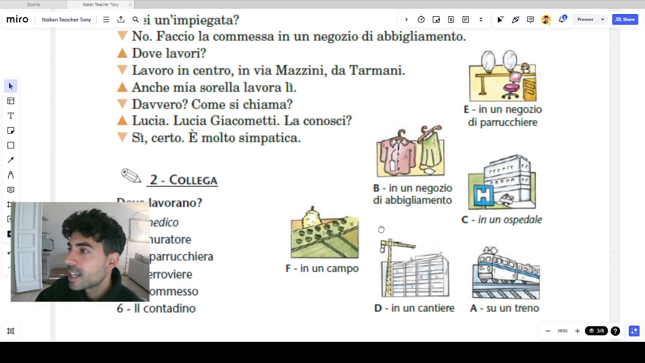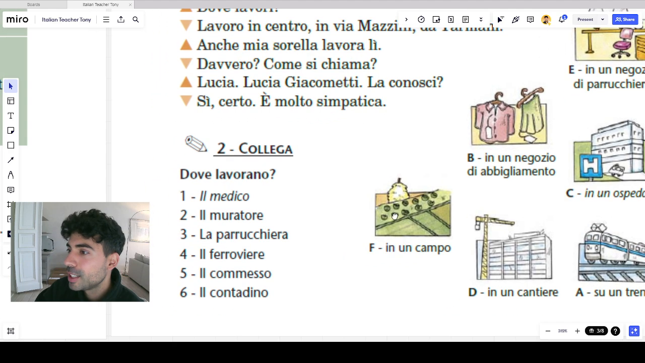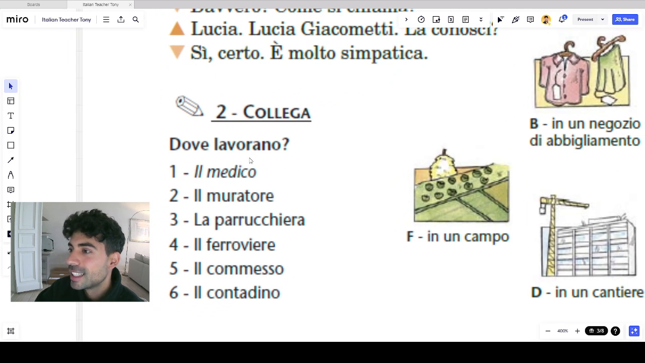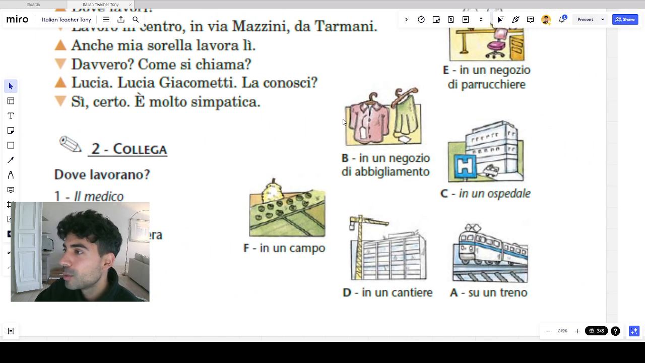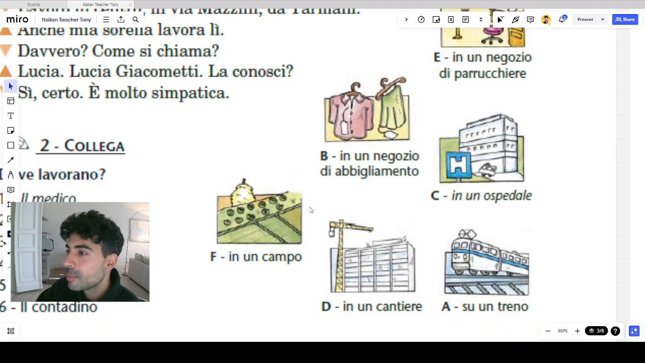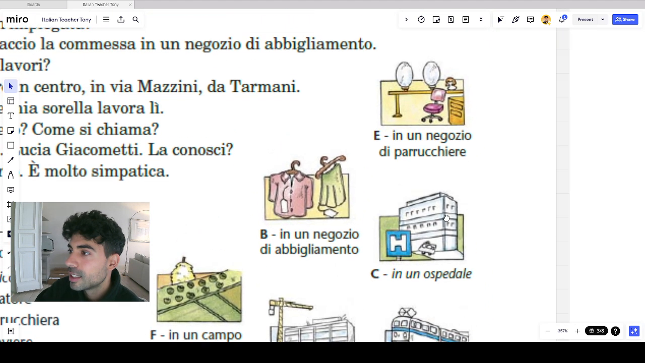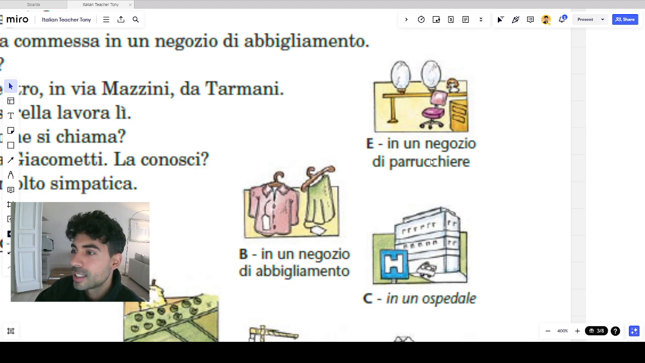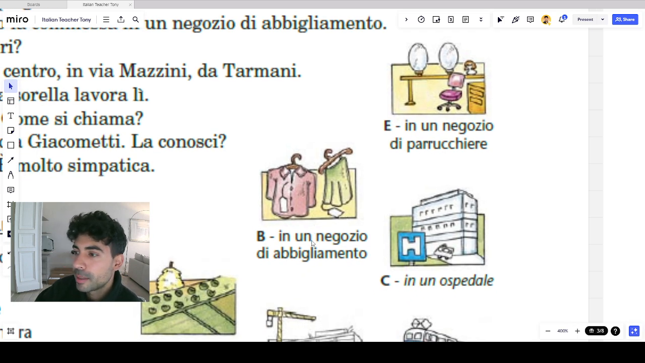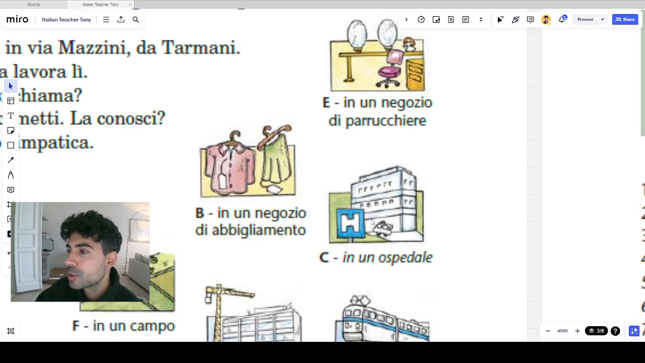I left you here again some vocabulary. You need to link the jobs, like doctor, with where they work. So here you have again some names. Campo is field, cantiere is a construction site, negozio di parrucchiere is hairdresser, and negozio abbigliamento is store of clothing, ospedale is hospital.